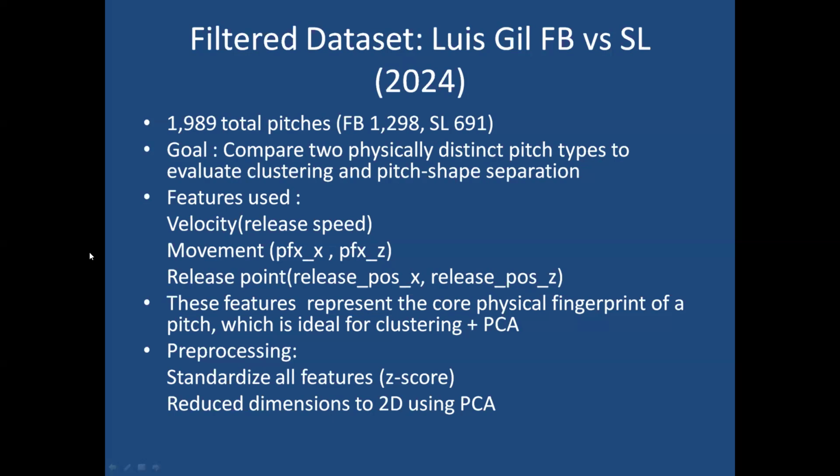The core features again that were used from the Statcast data were velocity, PFX-X, PFX-Z, release point X and Z, and they represent the physical fingerprint of pitch shape. I applied PCA to reduce dimensionality to two components for visualization, which formed the basis for the clustering analysis.